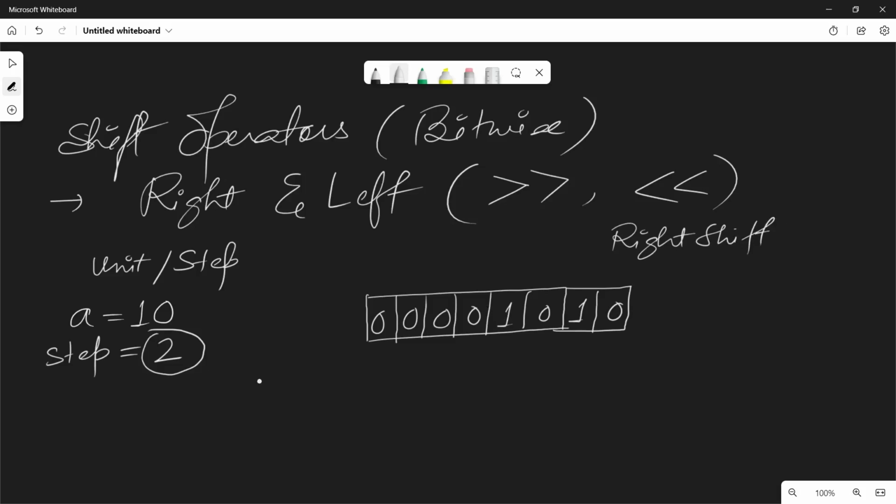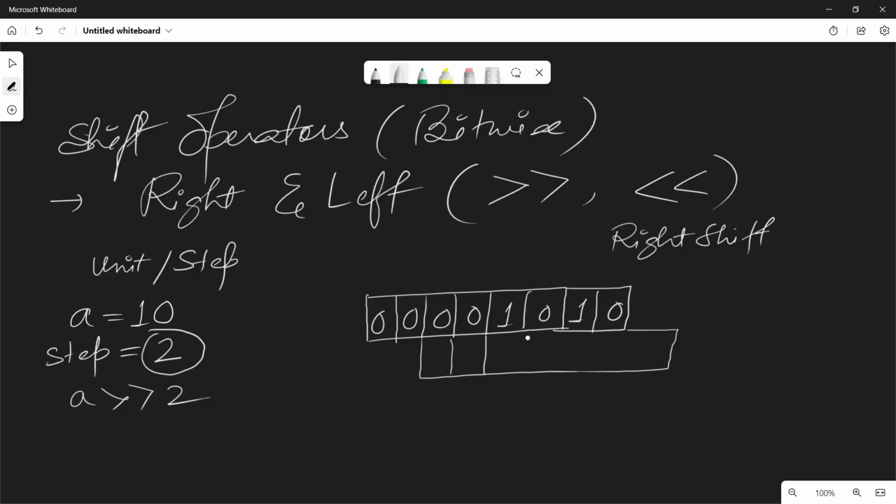Right. So the step given is 2. So you will be getting A right shifted by 2 units. Right. So simple, guys. I will just do it like this. Try to understand. Okay? It's very easy if you understand and focus. Just try to see what I'm doing here.